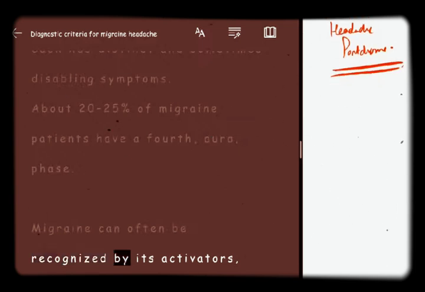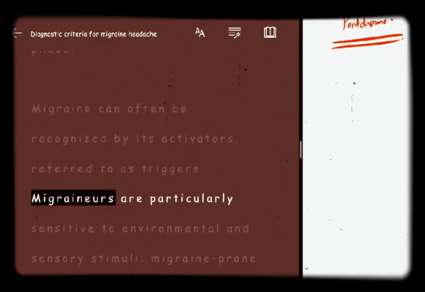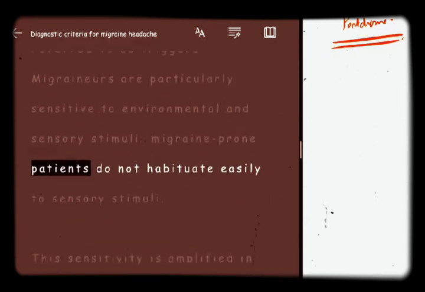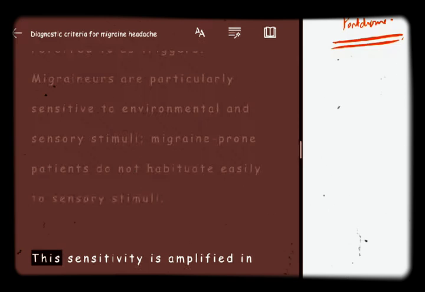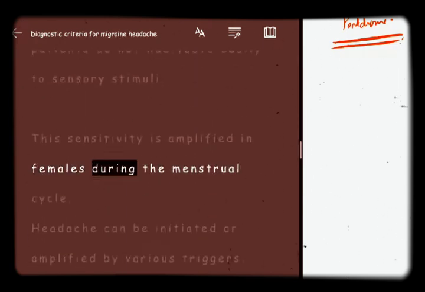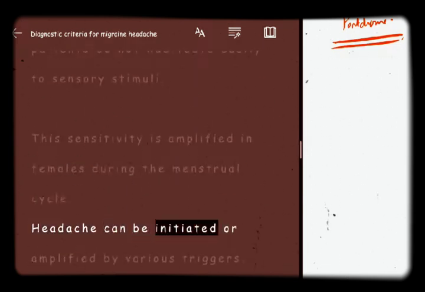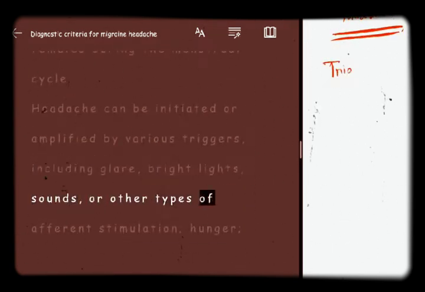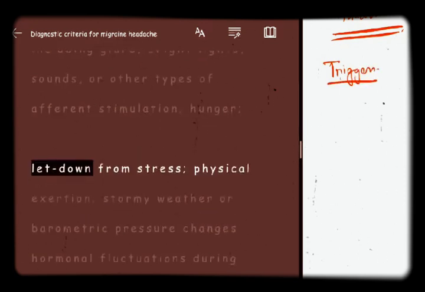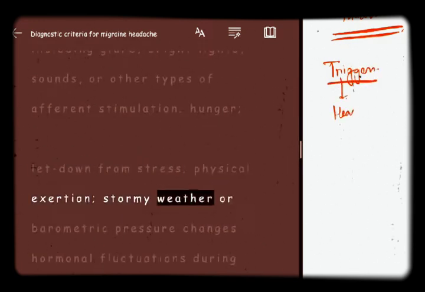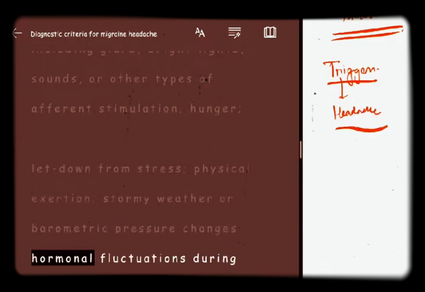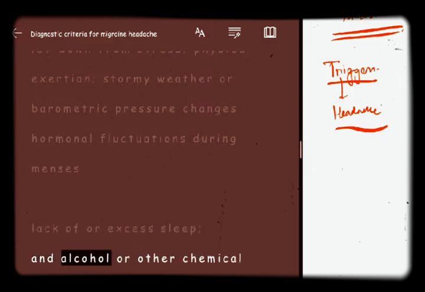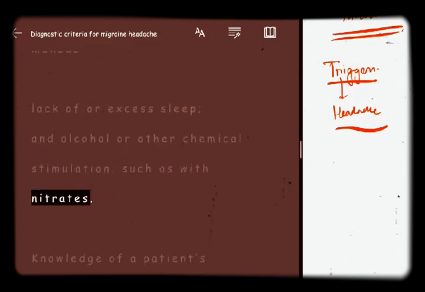Migraine can often be recognized by its activators, referred to as triggers. Migraineurs are particularly sensitive to environmental and sensory stimuli. Migraine-prone patients do not habituate easily to sensory stimuli. This sensitivity is amplified in females during the menstrual cycle. Headache can be initiated or amplified by various triggers, including glare, bright lights, sounds, or other types of afferent stimulation, hunger, letdown from stress, physical exertion, stormy weather or barometric pressure changes, hormonal fluctuations during menses, lack of or excess sleep, and alcohol or other chemical stimulation, such as with nitrates.